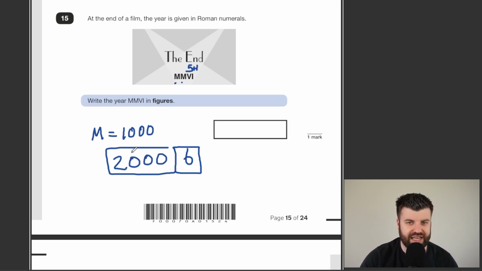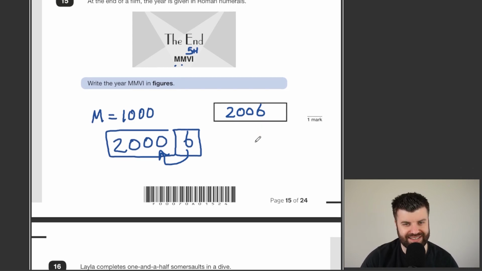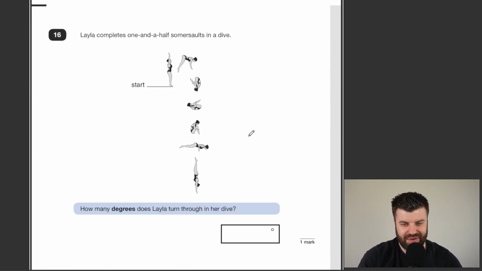So we need to say 2,000 and 6. Be careful where you put your 6 because we need to add this on. So 2006 has 2 zeros in the middle with a 6 at the end. And that's the answer to that question.